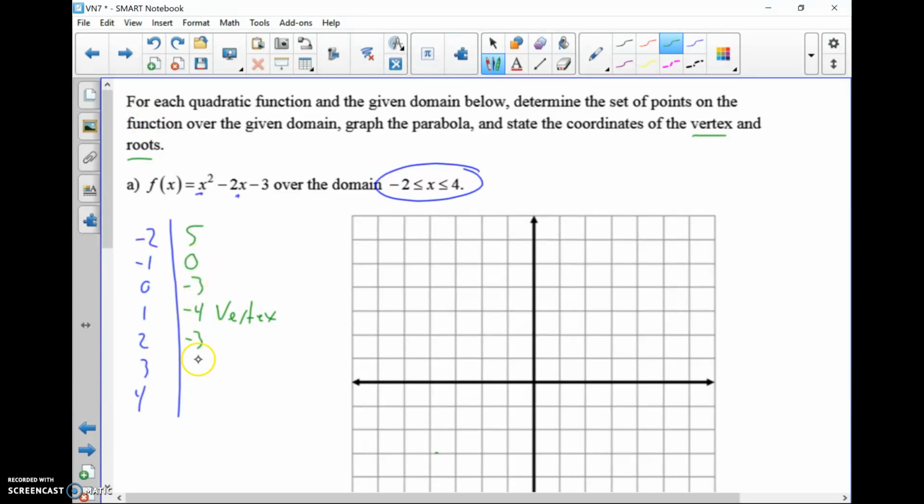Before negative 3 was 0, so after negative 3 is going to be 0, and then next was a 5. So you see that same 5, 0, negative 3, 5, 0, negative 3. Where I see the y values of 0, that's a root, and that's a root.